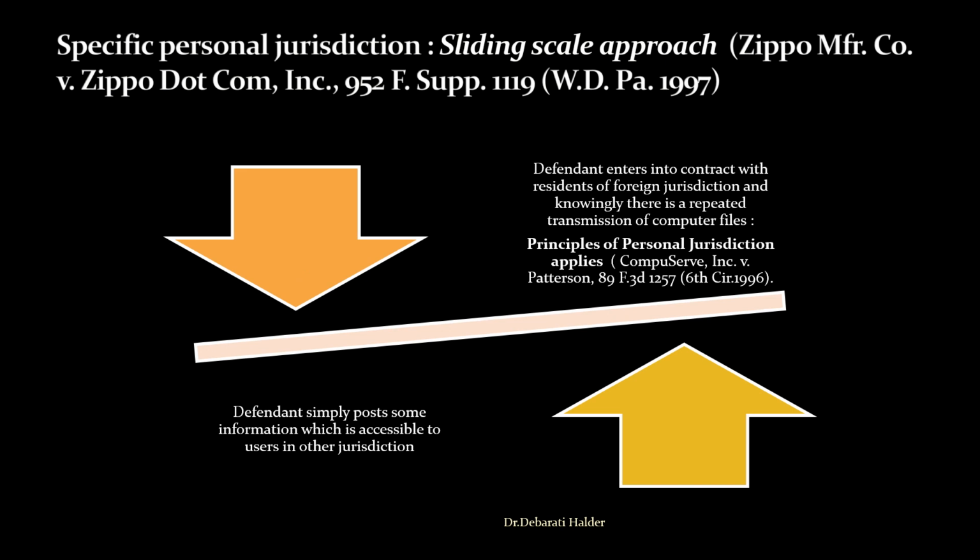In the case of specific personal jurisdiction, the US courts also applied the sliding scale approach. This was first taken up in Zippo Manufacturing Company versus Zippo.com in 1997. In such cases, two things must be considered. One, the defendant simply posts some information which is accessible to users in other jurisdictions. Second, the defendant enters into a contract with residents of a foreign jurisdiction and knowingly there is repeated transmission of computer files. It was held that principles of personal jurisdiction apply. CompuServe Inc. versus Patterson also followed the same approach.